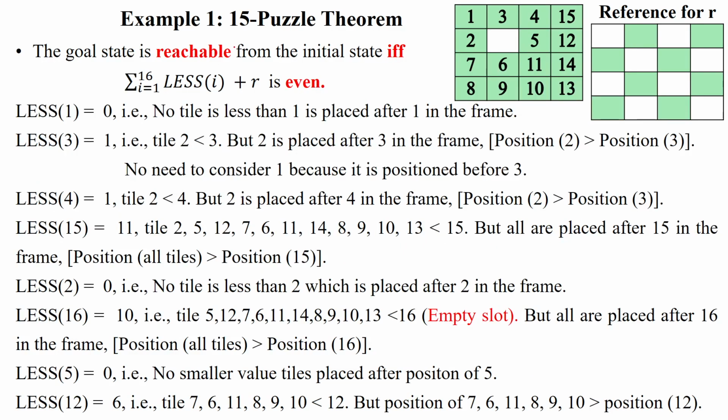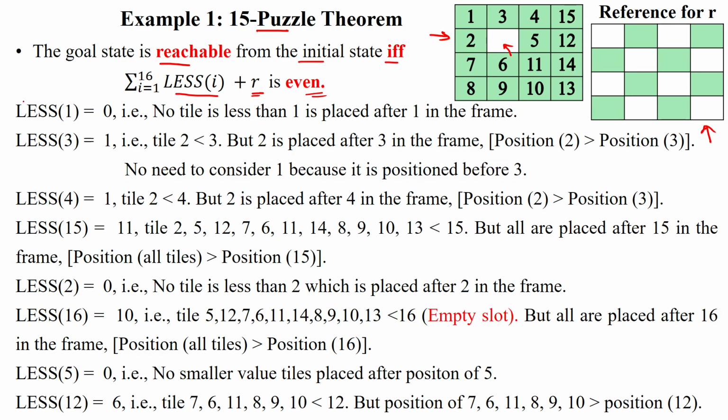Now we will see an example. This is the given initial state. Here the 16 is placed in position 6 in the initial state. A reference frame is also given for identifying the position of 16. Now the formula as per the 15 puzzle theorem is that the goal state is reachable from the given initial state if and only if the summation of less of all tiles plus r is even.